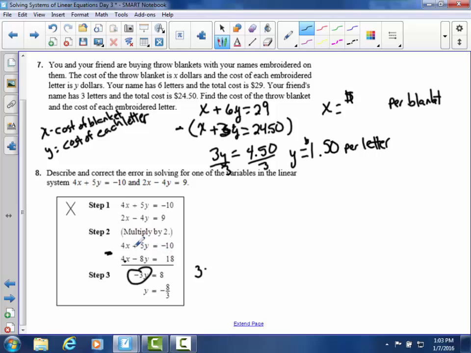Oh, I beg your pardon. That's a plus. So positive 5 minus a negative would be positive 13y. And this would, let's see, negative 10 minus 18 would be negative 38. And then we would divide by 13, so y would be negative 38 over 13.